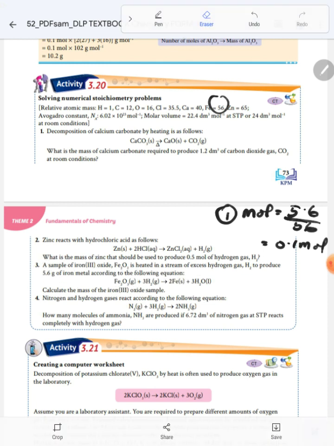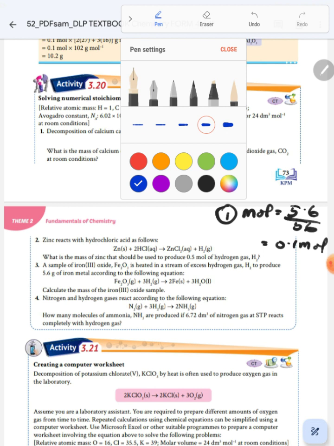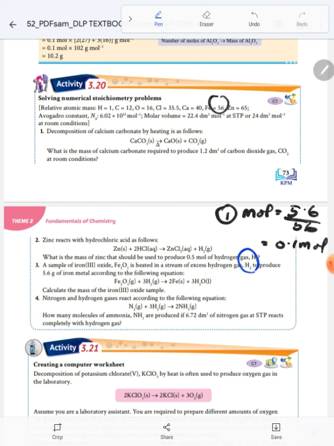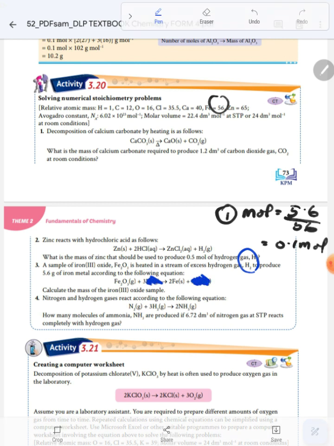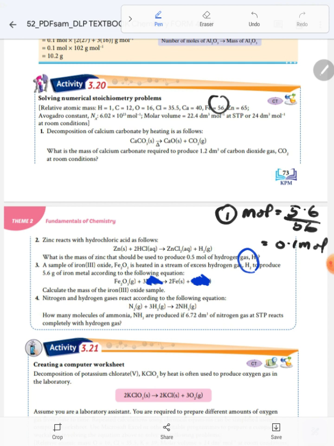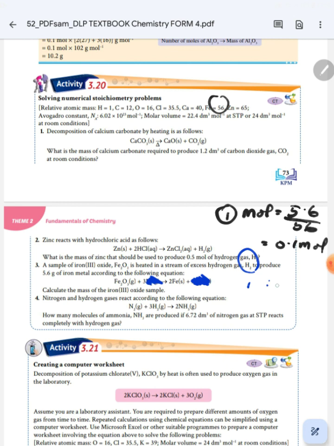Look at the ratio. The ratio is 1 mole of iron 3 oxide, we produce 2 mole of iron. Look at this question: it does not mention water and hydrogen. It only mentions that they react. The reaction. Then you can ignore this one and this one. Just ignore. Now the ratio is 1 to 2.